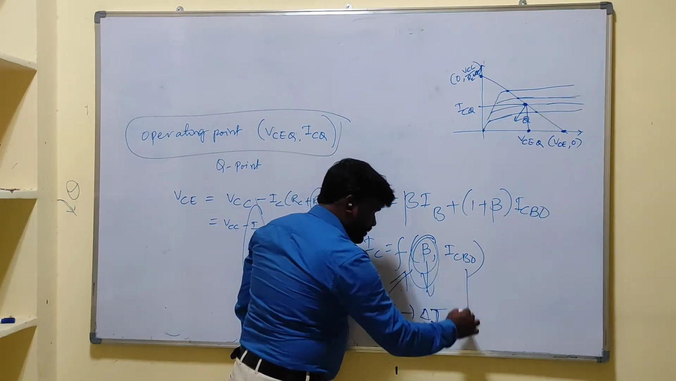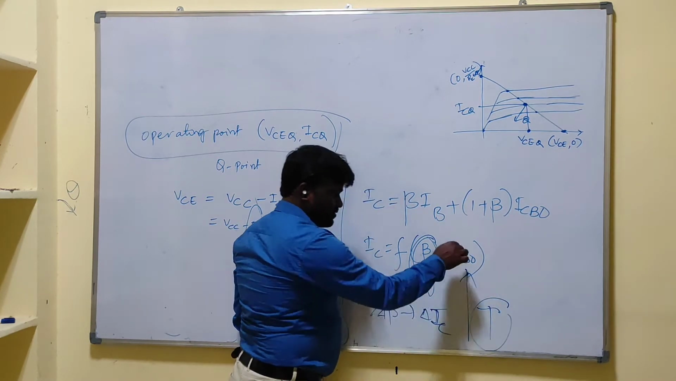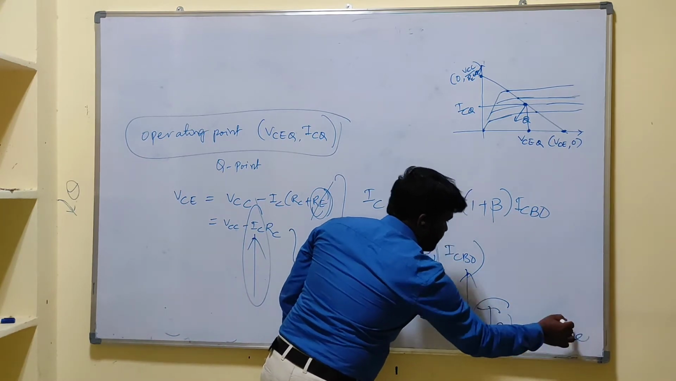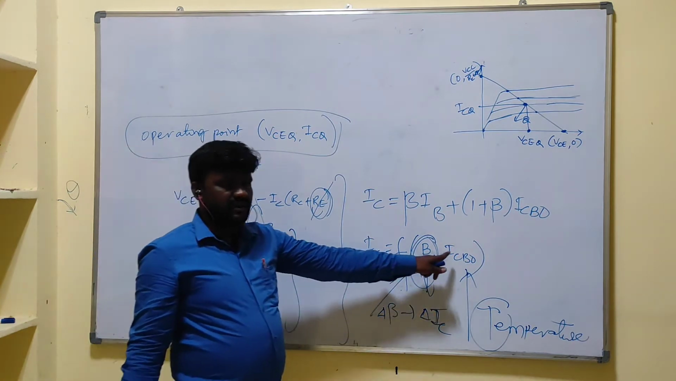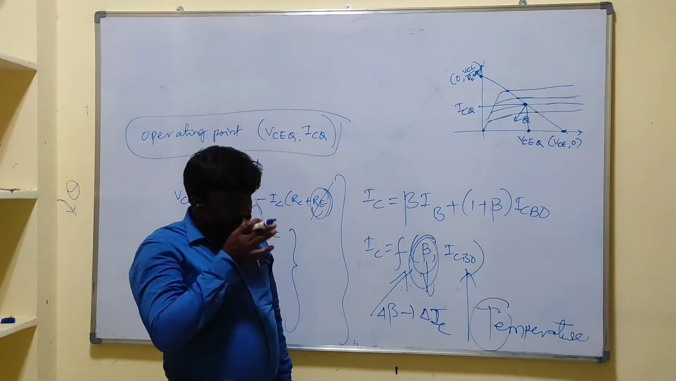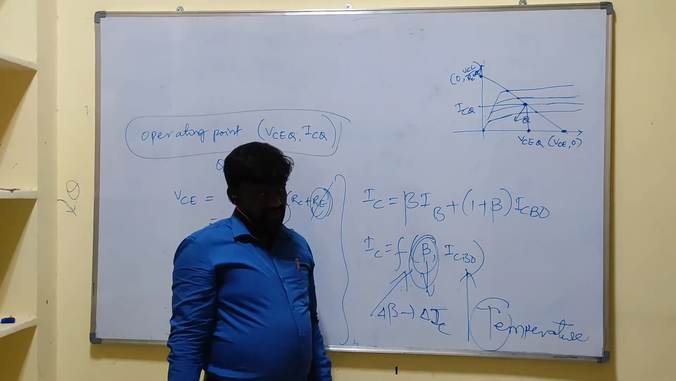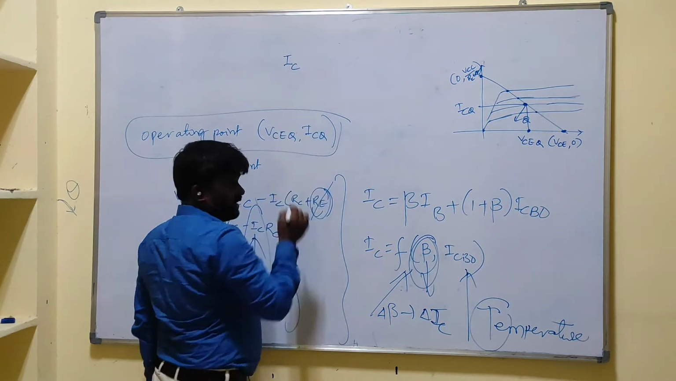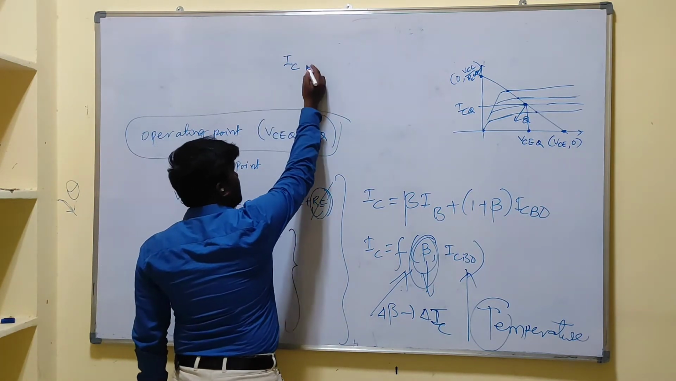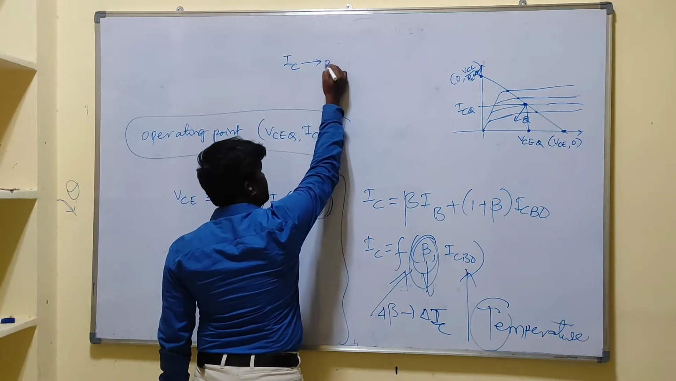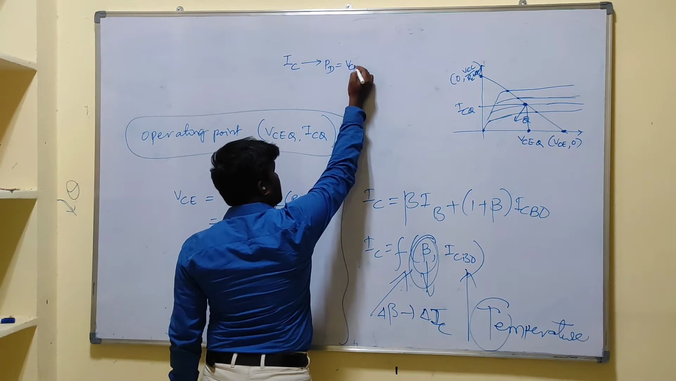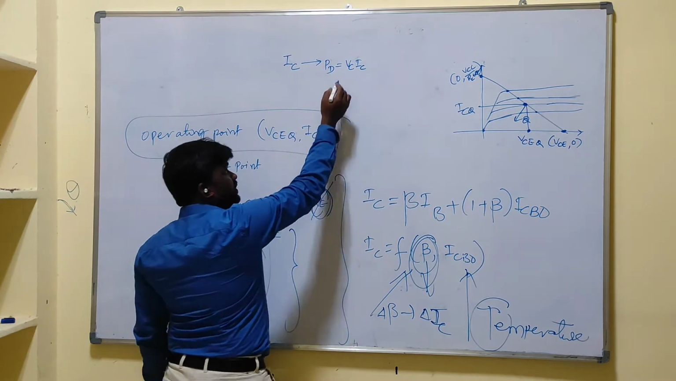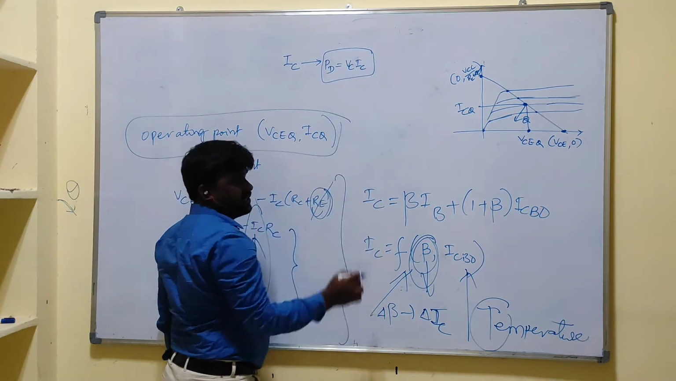Delta IC. And ICB naught depends upon what? It is known as the reverse saturation current, and it depends upon the temperature. If temperature changes, then ICB naught changes. You may have a doubt why temperature changes. In the collector region, we have the collector current. If there is a continuous flow of current, it leads to power dissipation. That power dissipation is the voltage at the collector times the current, so PD equals VC into IC.